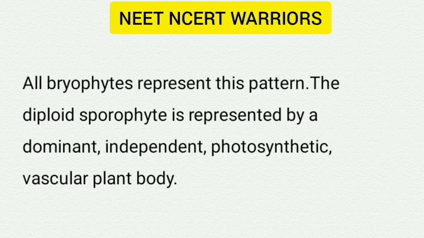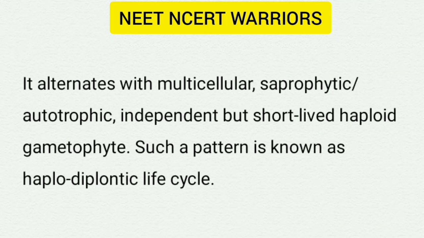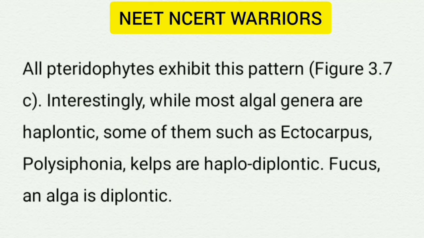In pteridophytes, the diploid sporophyte is represented by a dominant, independent, photosynthetic, vascular plant body. It alternates with a multicellular, saprophytic or autotrophic, independent but short-lived haploid gametophyte. Such a pattern is known as haplodiplontic life cycle. All pteridophytes exhibit this pattern. You can see in figure 3.7c. Interestingly, while most algal genera are haplontic, some of them such as Ectocarpus, Polysiphonia and kelps are haplodiplontic. Fucus, an alga, is diplontic.